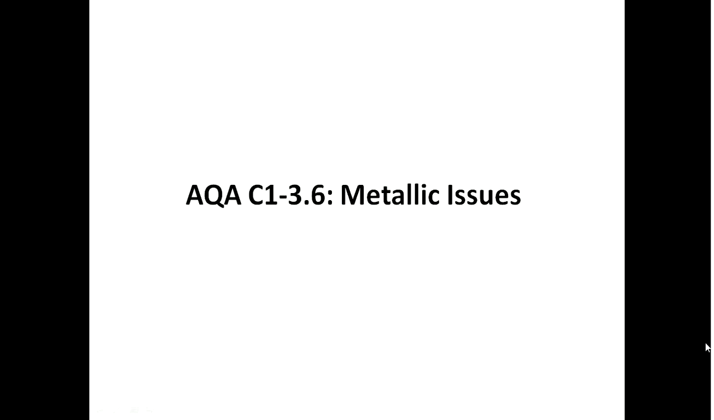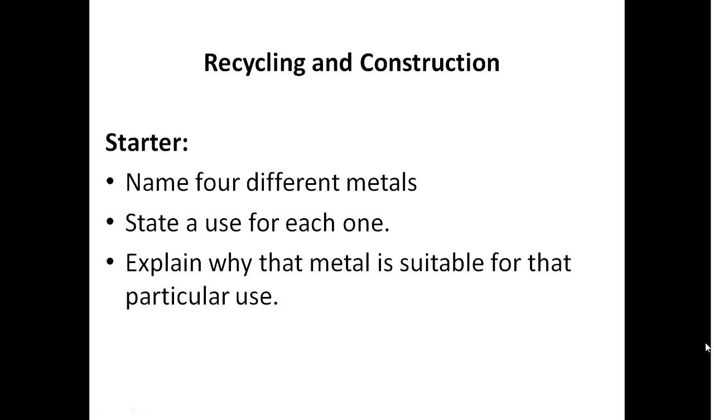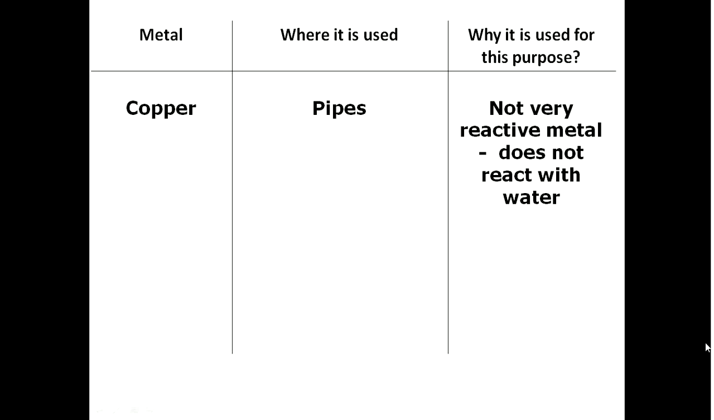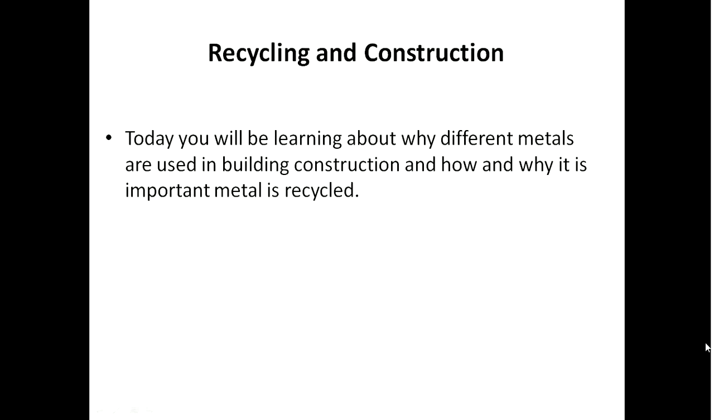Today you'll be learning about metallic issues. As a starter activity, name 4 different metals, state a use for each one, and explain why that metal is suitable for that particular use. You can use this layout to complete your task. Now let's go over an example. Copper is used as pipes because it's not a very reactive metal and therefore it does not react with water.